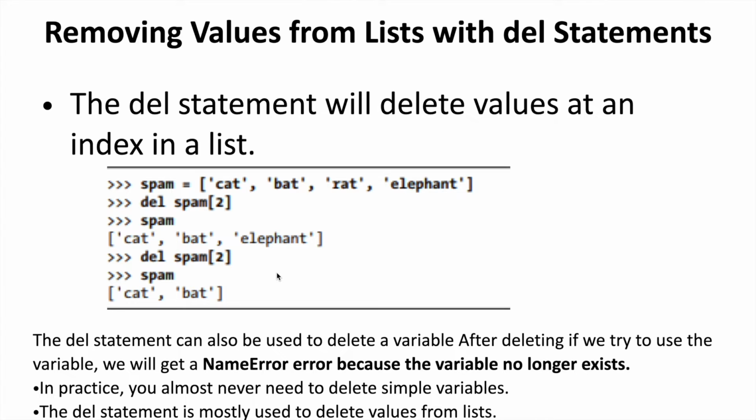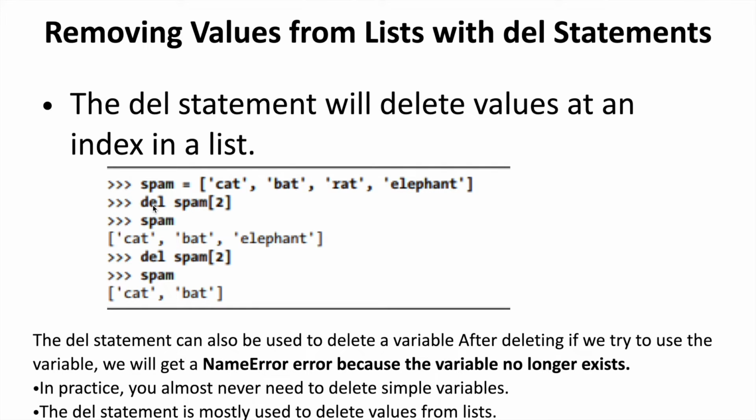I'm explaining this extra concept of removing items from a list with delete statements. The delete statement will delete the value at an index in a list. So you can pass this index value with a delete statement, and according to that value, the delete statement will delete that particular value. For example, here this is the list. The list contains cat, bat, rat, elephant. This is the list that contains 4 elements.